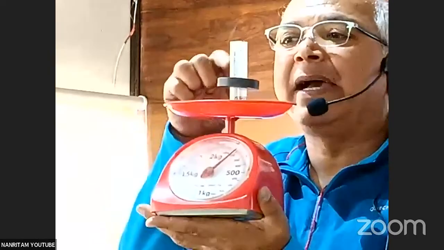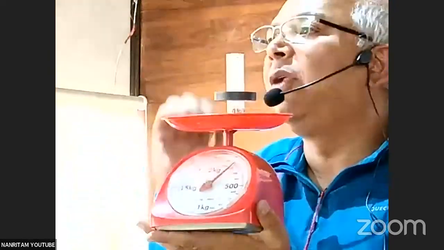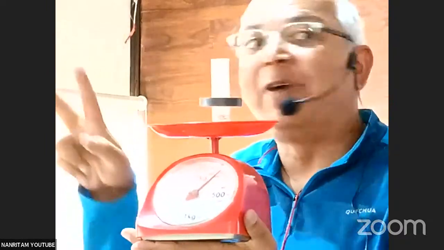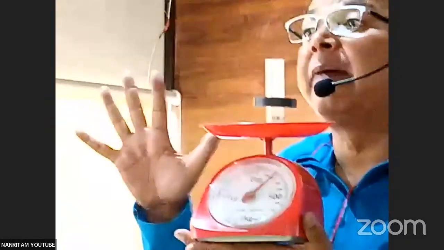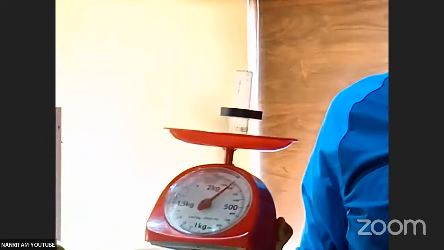Net force on the upper magnet is. Look at the board. Zero. It is in equilibrium. Net force on the lower magnet is 1 Newton. Total force on the lower magnet is 2 Newton. That is why reading is still 200 grams or 2.